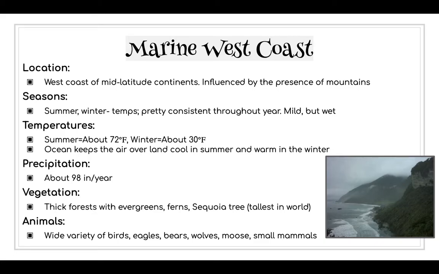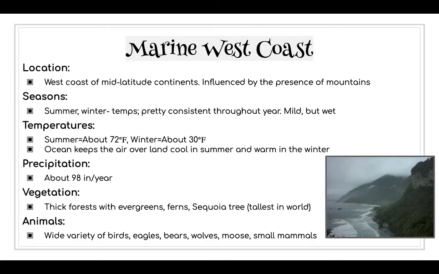As for seasons, once again, it's very mild. It's pretty consistent throughout the year. So mild, very, very wet. There's not a whole lot of range in temperature because it's right close to the water, similar to when we talked about Mediterranean. Summer averages around 72 degrees, winter around 30 degrees, and like I said, the ocean keeps the air over the land cool in the summer and warm in the winter. They do get a lot of rain, about 98 inches a year, which is a lot.